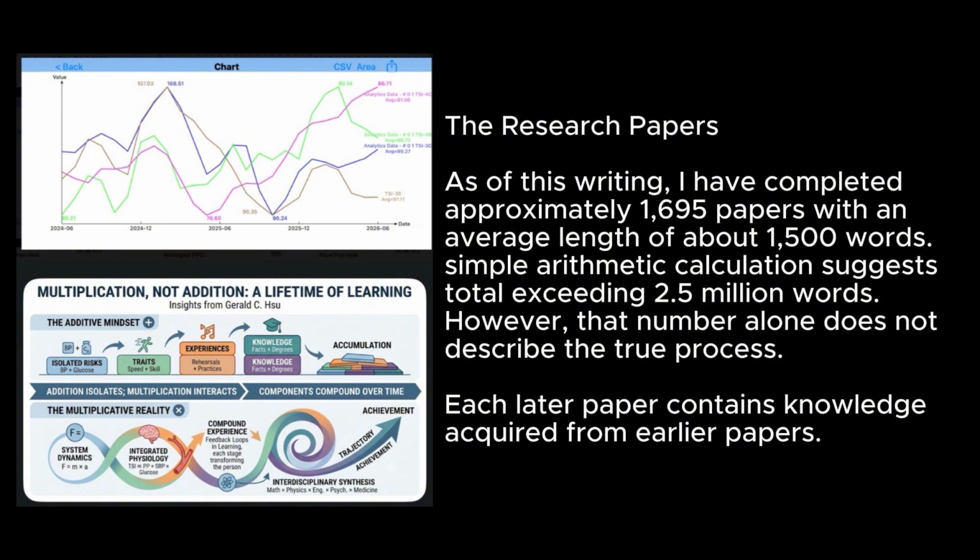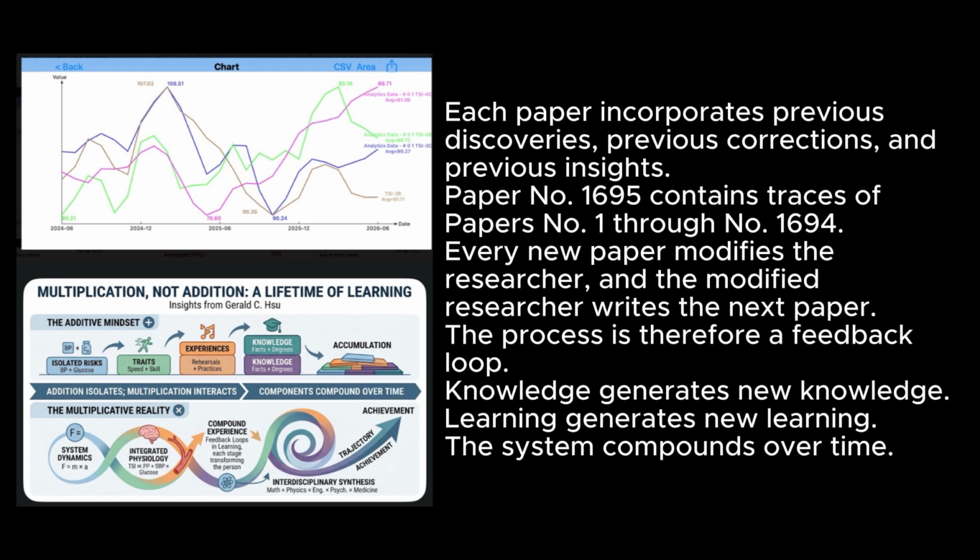Each later paper contains knowledge acquired from earlier papers. Each paper incorporates previous discoveries, previous corrections, and previous insights. Paper No. 1695 contains traces of papers No. 1 through No. 1694. Every new paper modifies the researcher, and the modified researcher writes the next paper.